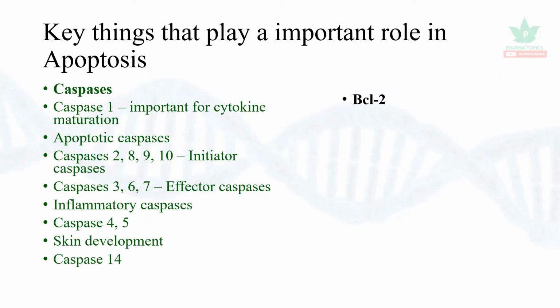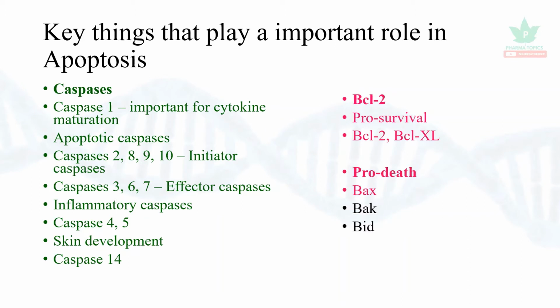Apart from this, some proteins are important. BCL2 and BCLXL are anti-apoptotic in nature. The apoptotic proteins are BAK and BID.